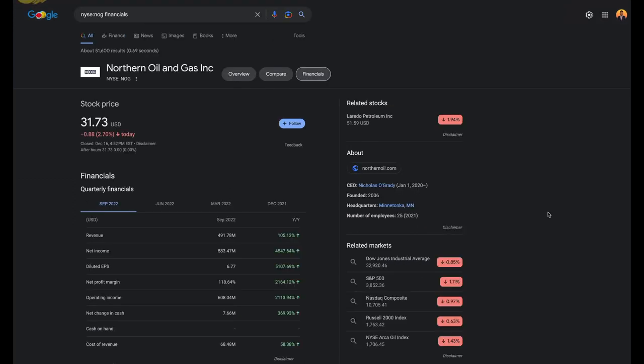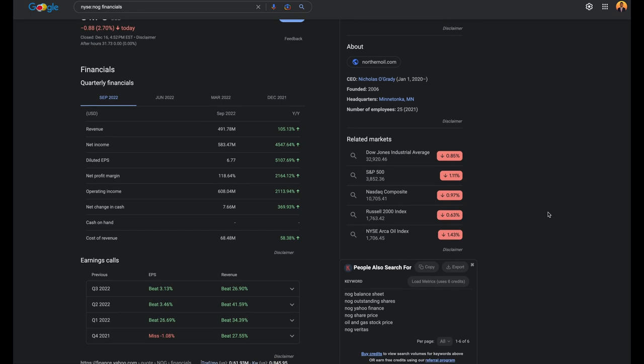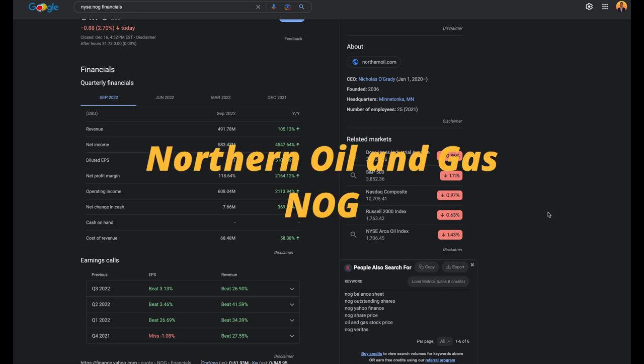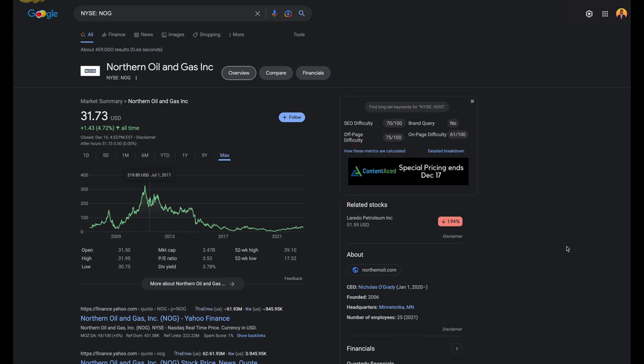The next stock we're going to talk about is Northern Oil and Gas, trading under ticker NOG. It's currently based in Minnesota. It's an oil and gas exploration and production company. It is structured as a working interest investment company, which means that it partners with operating companies and receives royalties from well drilling, development, and production, with liabilities to fund all of the well.